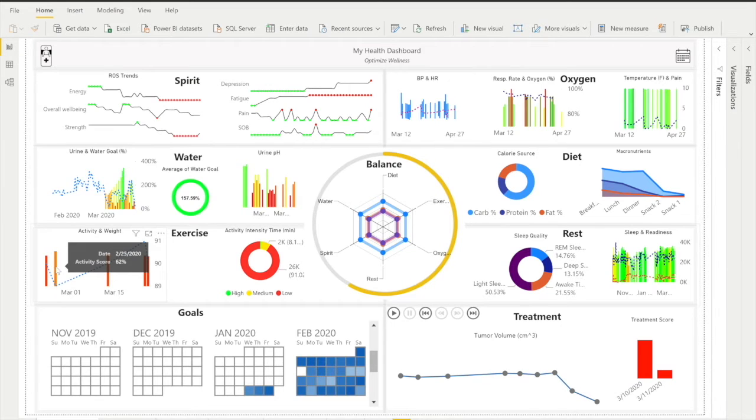So you see here that this patient is not very active. Their activity score is in the 50th percentile and their weight is increasing. Less than 1% is of high intensity activity.